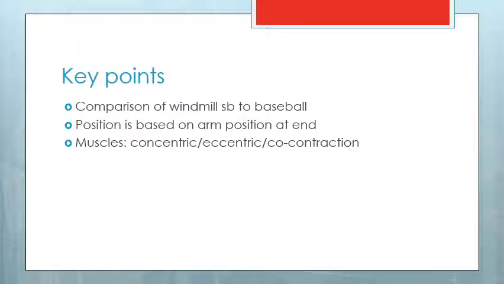Okay, so just a key point wrap up here. So again, comparison of the windmill softball pitch to baseball. Again, the position is going to be based upon the arm at the end, and the muscles you have concentric, eccentric, and co-contraction occurring. So again, very similar to what we talked about with baseball. I made note of all the important muscle actions and everything that you need to be aware of as far as both the upper and the lower body.